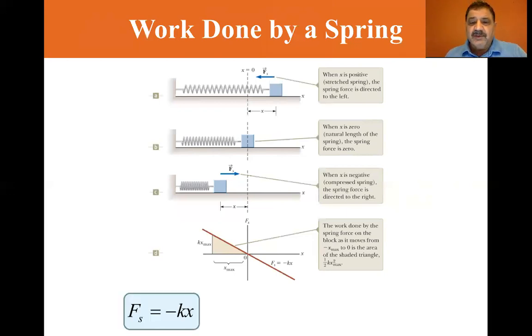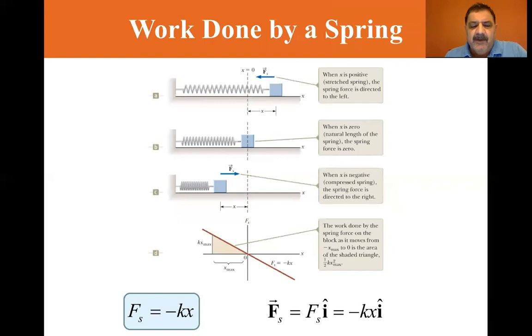Fs equals minus kx. We have the minus sign because the force is in the opposite direction of the displacement. If the displacement is toward the anchor point, the force is outward. If you pull it away from the anchor point, the force pulls it backward. This is known as a Hooke's law relationship. So the force required to stretch or compress a spring is proportional to the amount of stretch or compression, and this is known as a Hooke's law relationship.